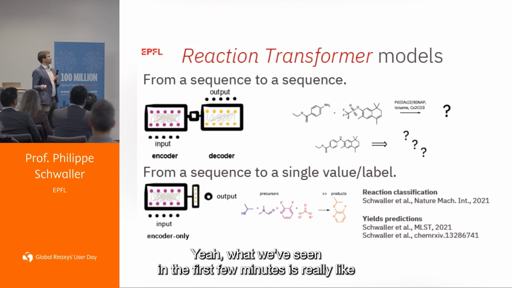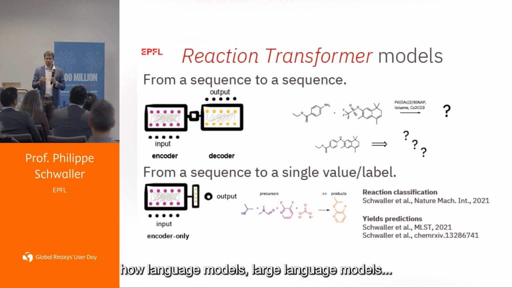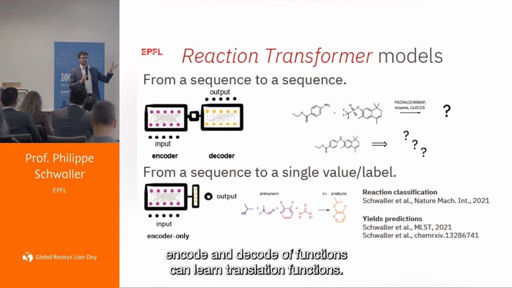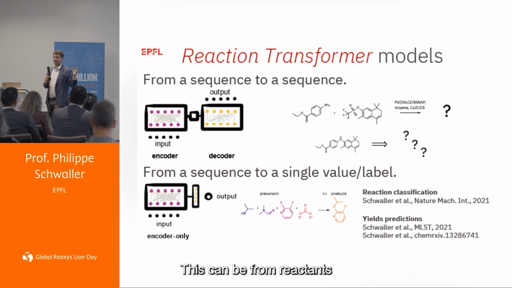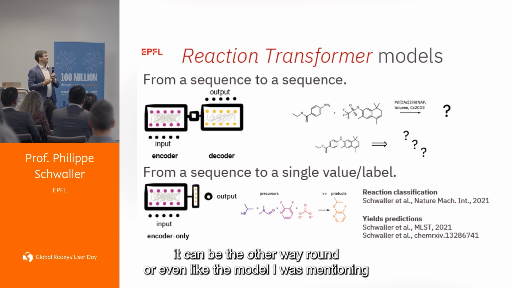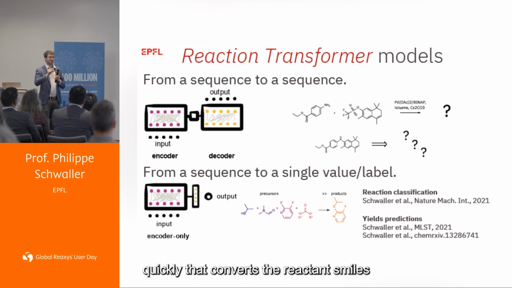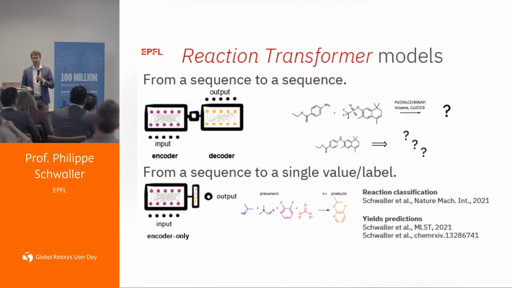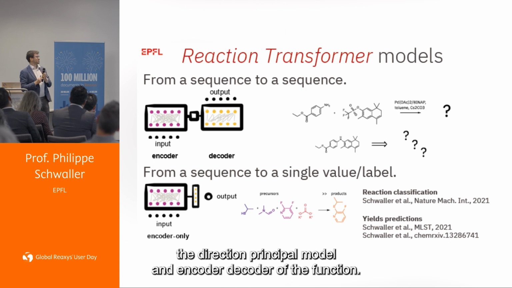So what we've seen in the first few minutes is how language models, large language models in an encoder-decoder fashion, can learn translation functions. This can be from reactants to products. It can be the other way around, or even like the model I was mentioning quickly, that converts the reactant SMILES to synthesis steps that could then be automatically executed. It's also in similar fashion a transformer model in encoder-decoder fashion.